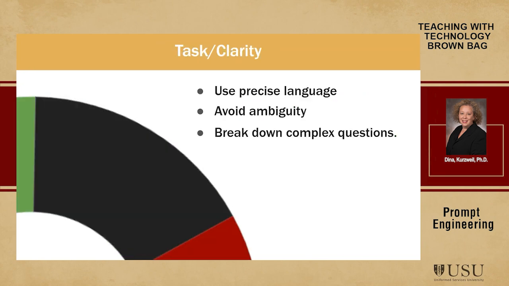So the next key piece of prompt engineering is to really use precise language and avoid ambiguity. One of the important pieces here is you want to try and break down complex questions. So instead of "tell me about diabetes," you may want to ask it in terms of the task and clarity, what are the key pathophysiological mechanisms involved in type 2 diabetes? Very similar question, but more specific.